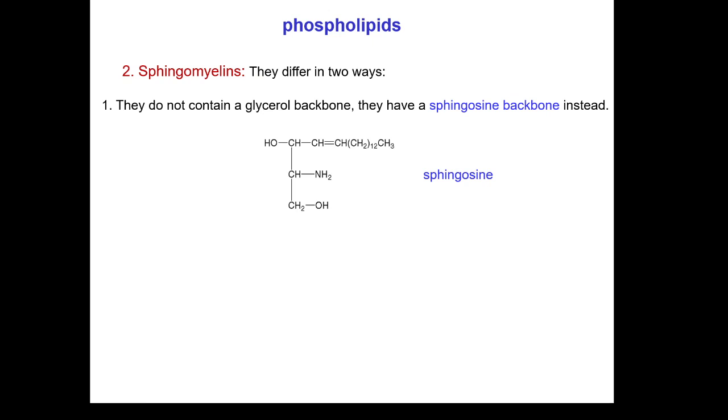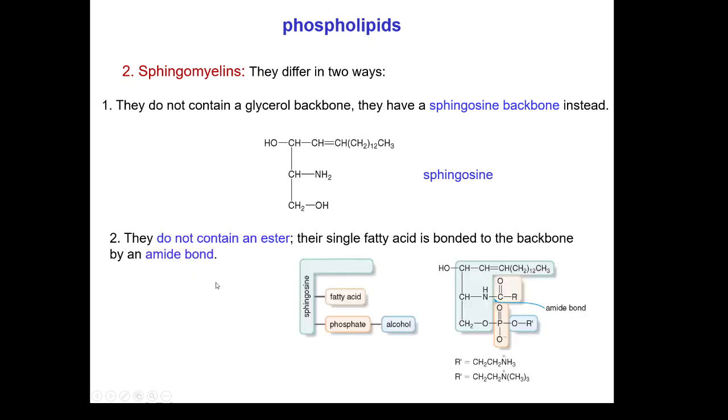All right, sphingomyelin. Here's what it looks like. Doesn't contain glycerol backbone. Has a backbone of sphingosine. No ester linkages. Single fatty acid bonded. All right. Do we know where sphingomyelin is found?